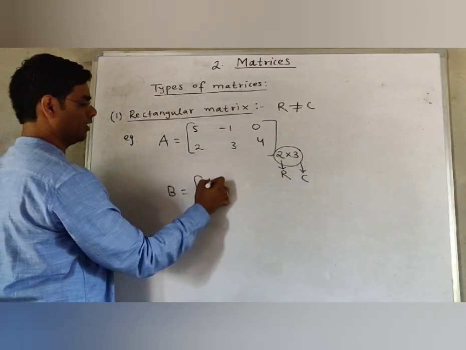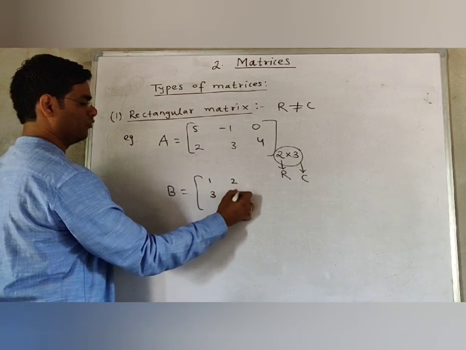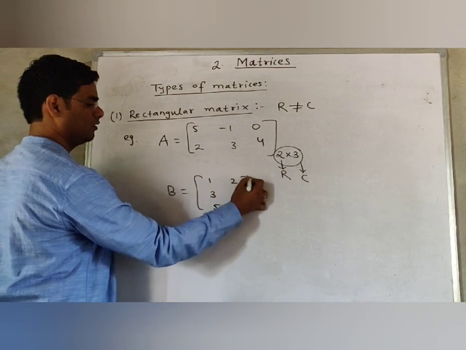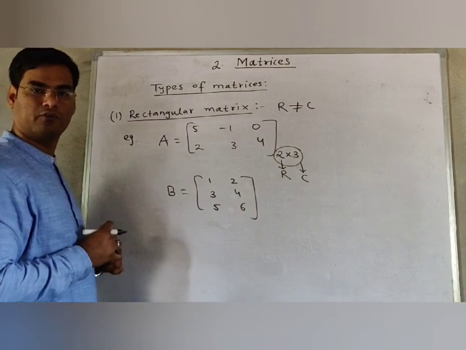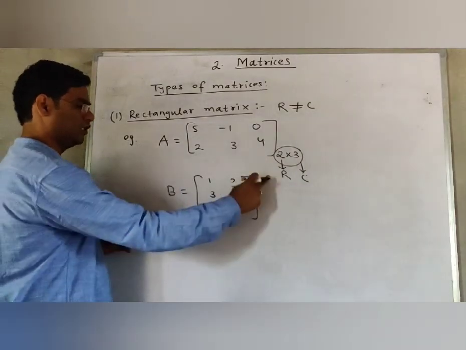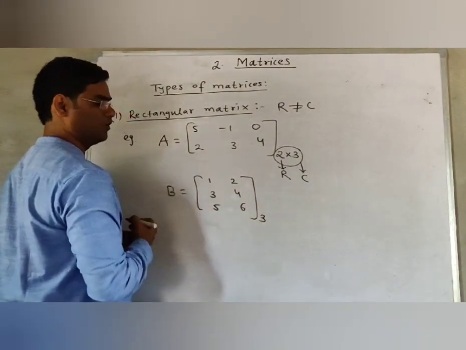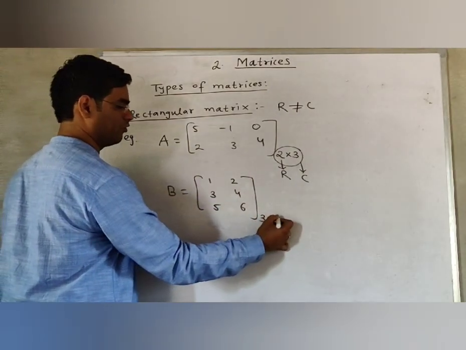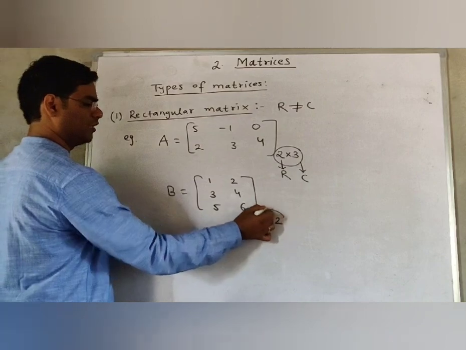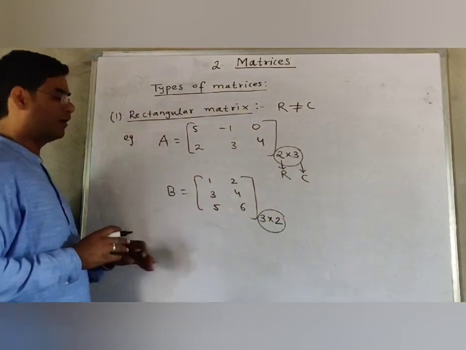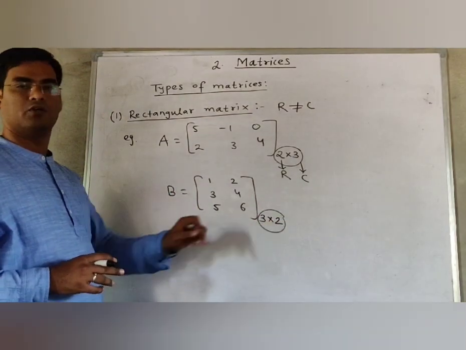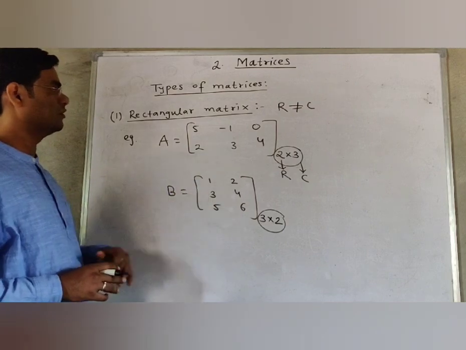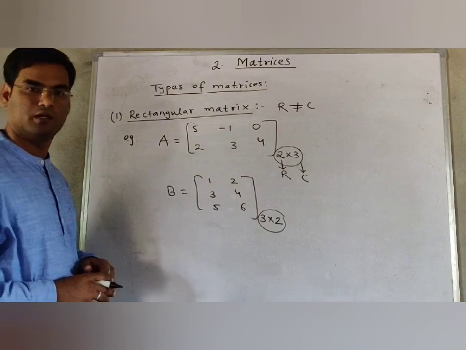Let us take another example. B is a matrix having elements 1, 2, 3, 4, 5, 6. It contains 3 horizontal lines, so 3 rows, and 2 vertical lines, therefore 2 columns. So the order of this matrix is 3 by 2 and here the number of rows is not equal to the number of columns. Therefore this matrix is an example of a rectangular matrix.